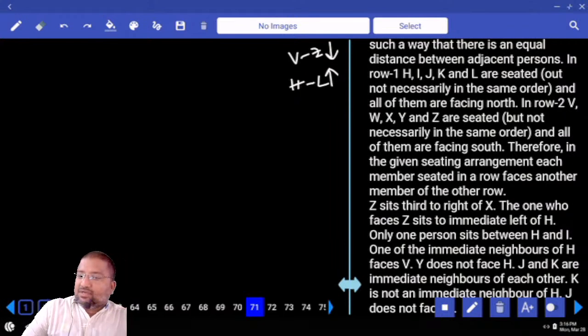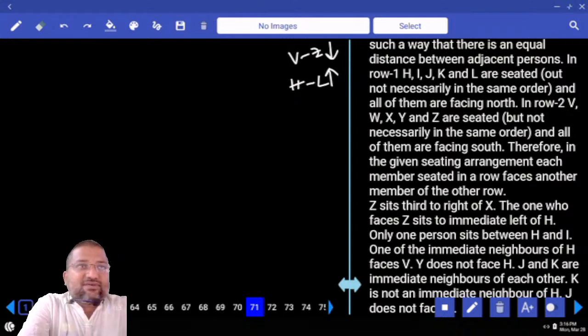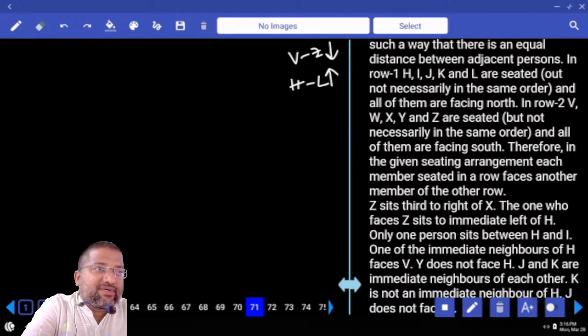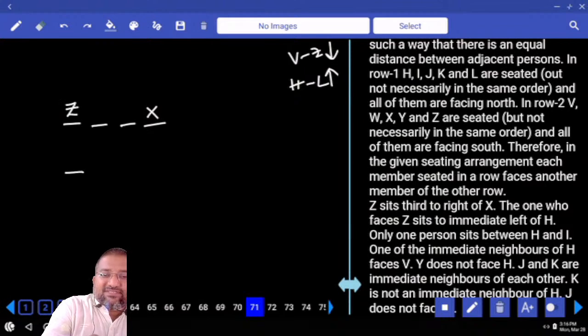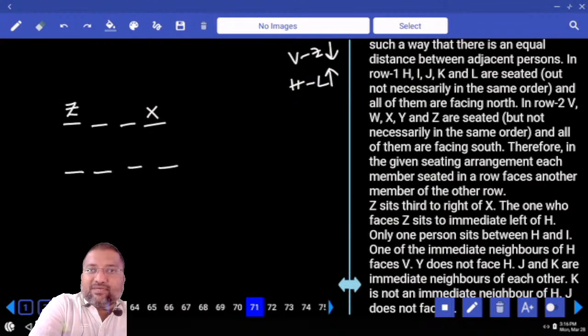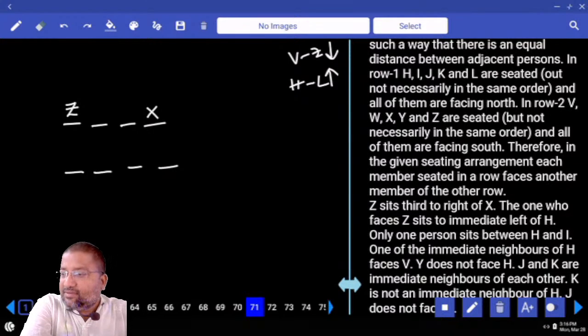Therefore, in the given seating arrangement, each member seated in a row faces another member of the other row. So, you have to write down who are facing south and who are facing north. Z sits third to the right of X. X faces north or south? South. So when it is right for them, for us it is left. So this is X, 1, 2, 3 is Z. How many places did I cover? Please keep that point in your mind.